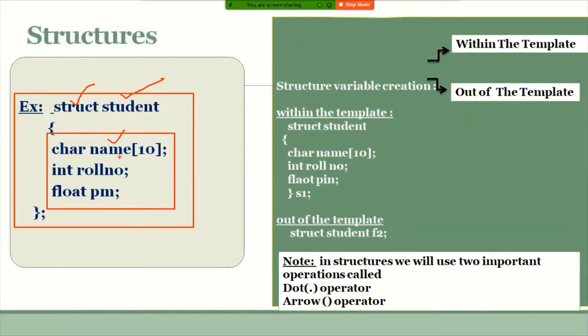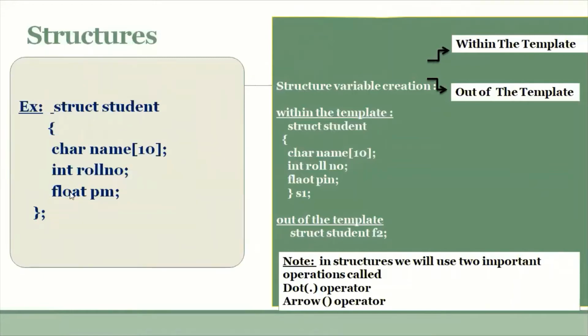The structure has name, roll number, and the percentage of marks declared with the primary data types char, int, and float, and the whole structure is terminated properly with a semicolon. If I want to access these members, that is name, roll number, marks, I need a structure variable. That structure variable needs to be created. I can create it in two ways.